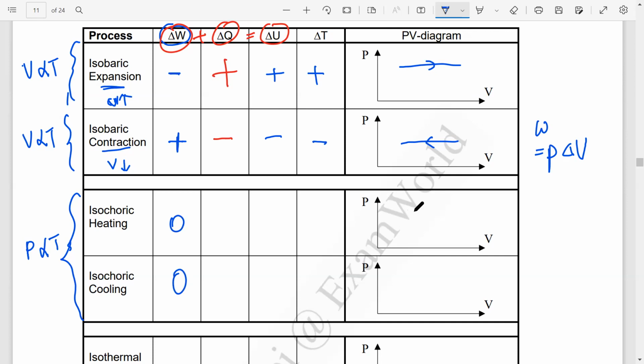Heating means we're going to go up because heating will give you higher temperature. Cooling, lower temperature. So this will cause pressure to increase because it's proportional, and pressure here to decrease. Same here, you're going to be plus, you're going to be minus. They are going to be always the same. And again, this plus this equals to this, the first law of thermodynamics. So this is your final answer.